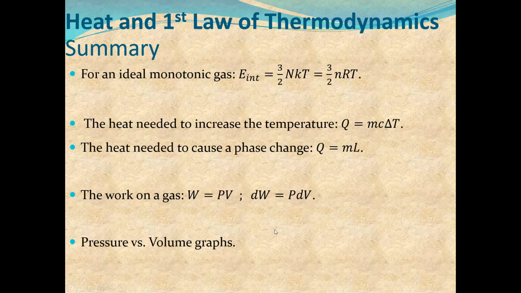All right, so in the summary, we mainly talked about the internal energy equation. That was definitely really important. And as I mentioned, this three halves really only works for the monatomic gas. If we deal with diatomic, it becomes five halves, triatomic, seven halves. When heat is used to change the temperature, we use mc delta T, but when it's used to change phase, it's mL. Make sure that you separate the steps. It changes temperature, then it changes phase, and then it can change temperature again once it's in its new phase. We also talked about finding work on a gas, and we looked at a bunch of pressure and volume graphs.